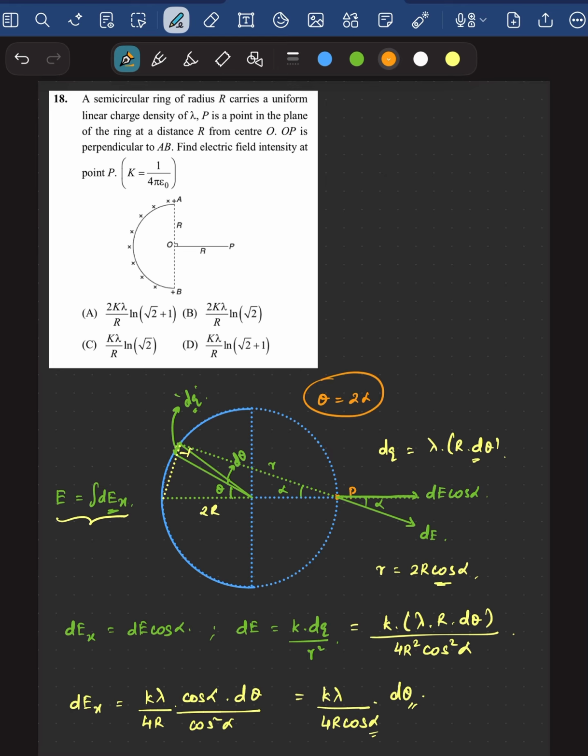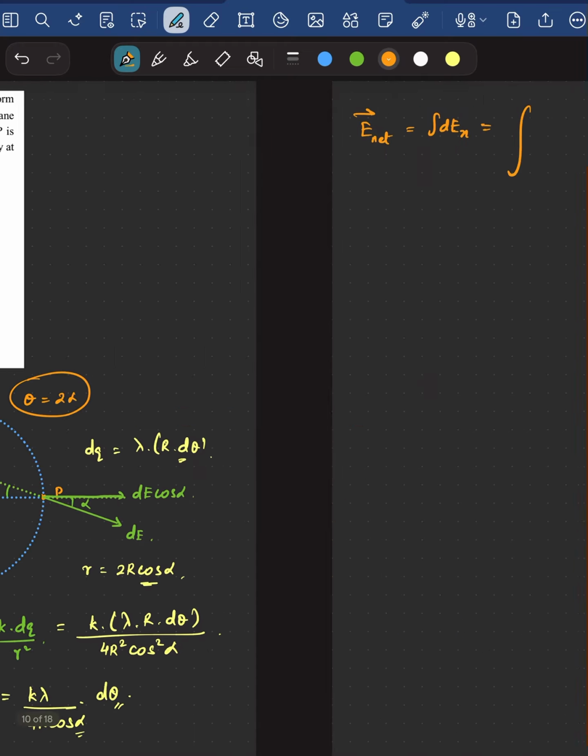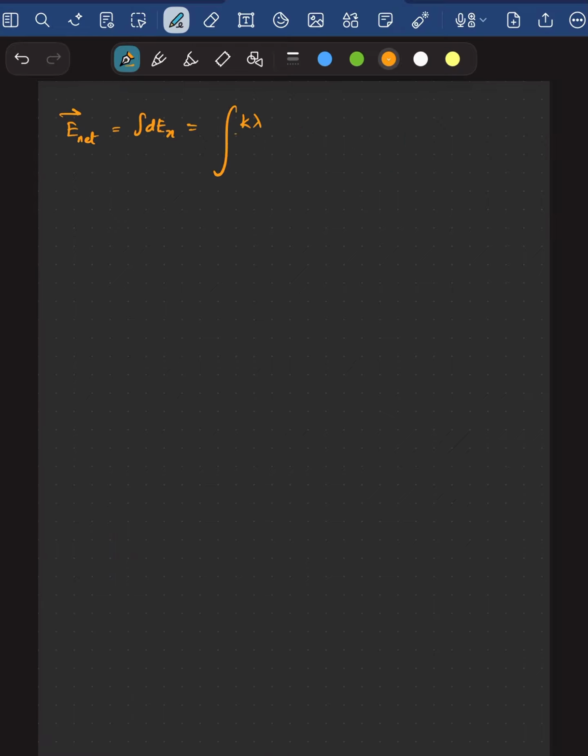So we'll now make use of this to solve our integration. Our total net field will be equal to the summation of all x components of field. And that was nothing but the integral of k lambda by 4r cos alpha d theta. And now we notice that theta is equal to nothing but twice of alpha.